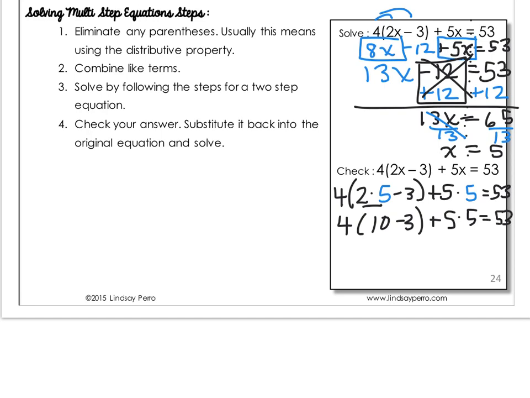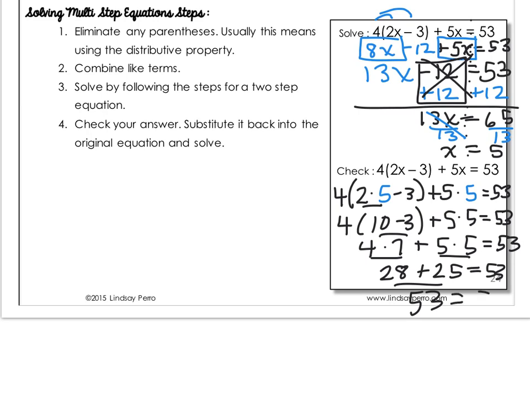And then 10 minus 3 is 7. So now I have 4 times 7 plus 5 times 5 equals 53. Now that I've gotten rid of my parentheses, no exponents, multiply or divide next. So I've got 4 times 7 and 5 times 5, which is 28 plus 25 equals 53. And then I can add last. 28 plus 25 is 53 equals 53. So it checks out. And we're done.